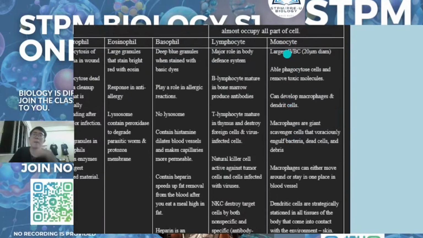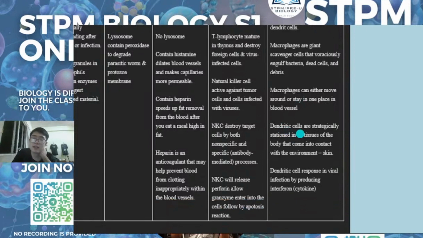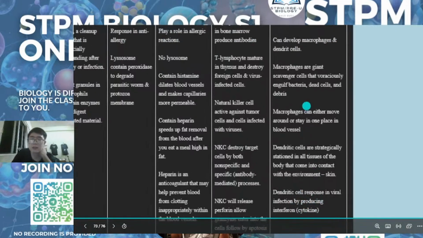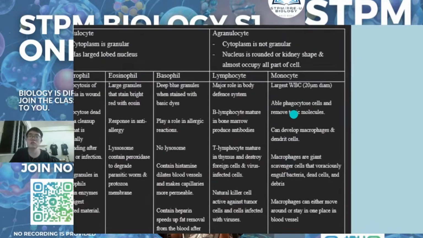So macrophage is the cell that can engulf bacteria, dead cells, and debris, and it can either move around or stay in one place. And dendritic cells are normally stationed in all tissues of the body that come into contact with the environment, like skin. Dendritic cells respond in viral infection by producing cytokines. Actually, this one you also learn in immunity part, semester 2.